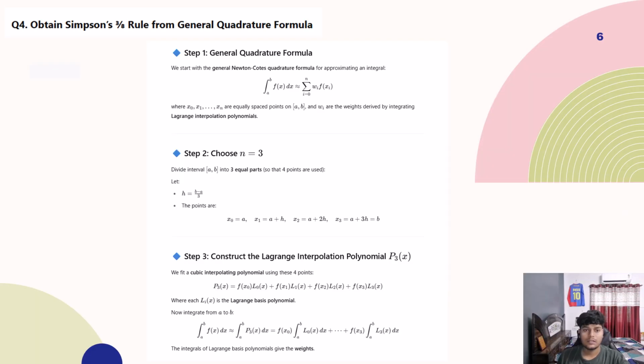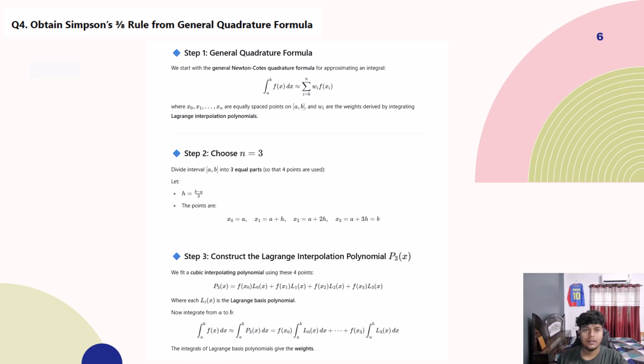Question number 4 asks us to derive Simpson's 3/8 rule from the general quadrature formula. The general quadrature formula approximates the integral of f(x) from a to b using a polynomial of degree n that passes through n plus 1 points. For Simpson's 3/8 rule, we use a cubic polynomial of degree 3 over 4 equally spaced points x0, x1, x2, and x3, where xi equals a plus i times h and h equals (b minus a) by 3.